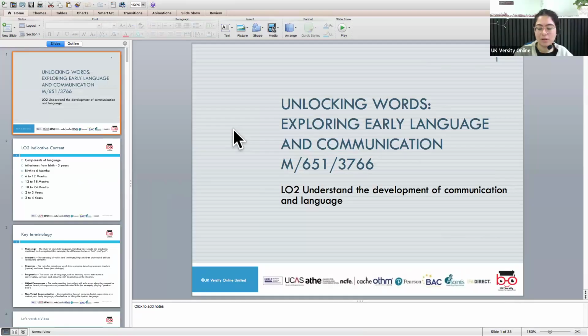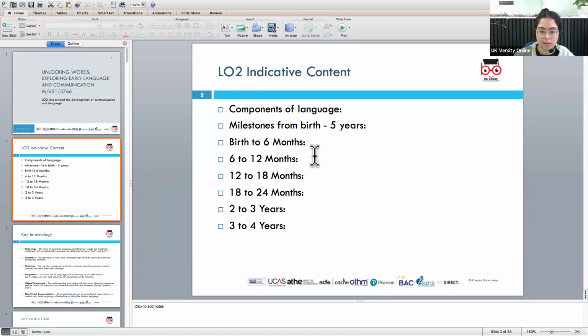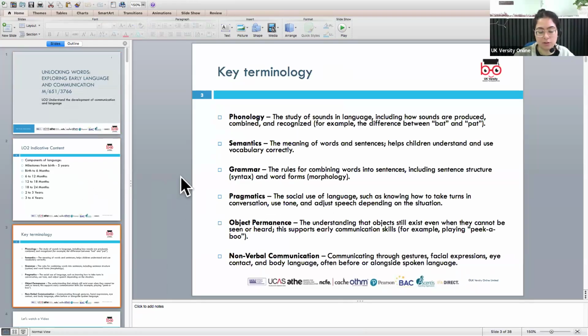Okay, so we are on learning outcome 2, which is understanding the development of communication and language. This is the indicative content, which includes components of language, milestones from birth to 5 years, then birth to 6 months, 6 to 12 months, 12 to 18, and so on. So let's get on to the key terminology first.